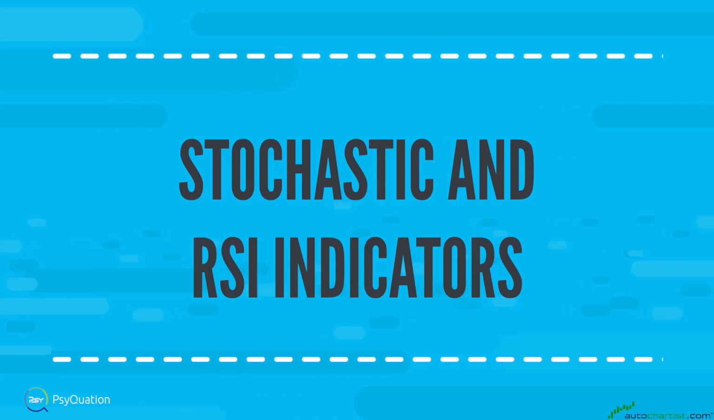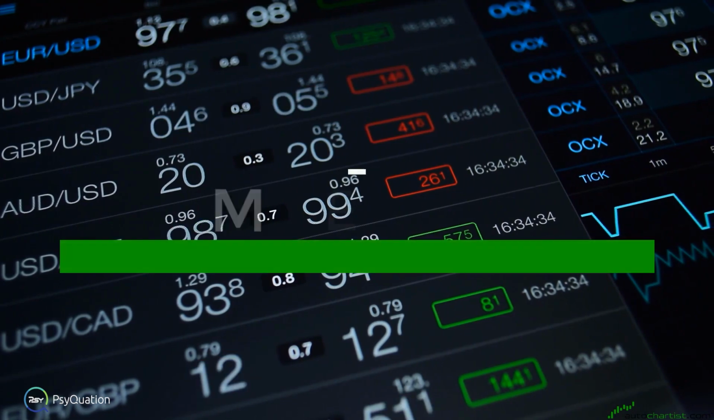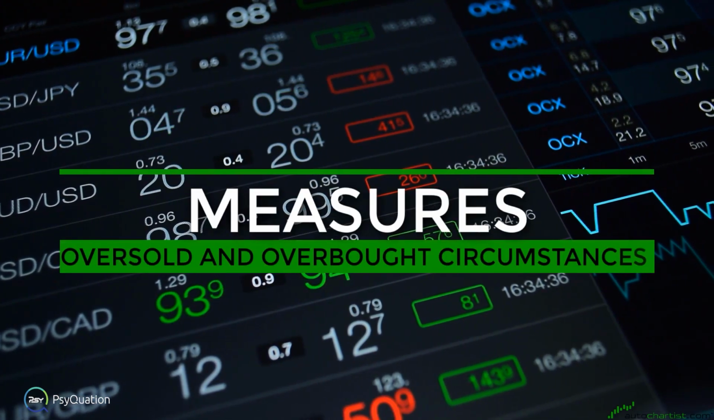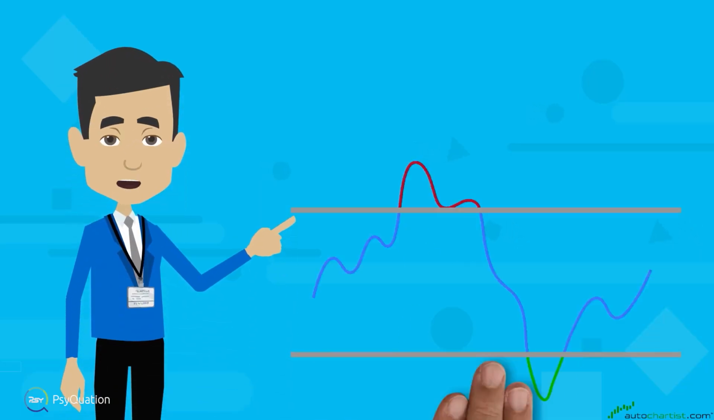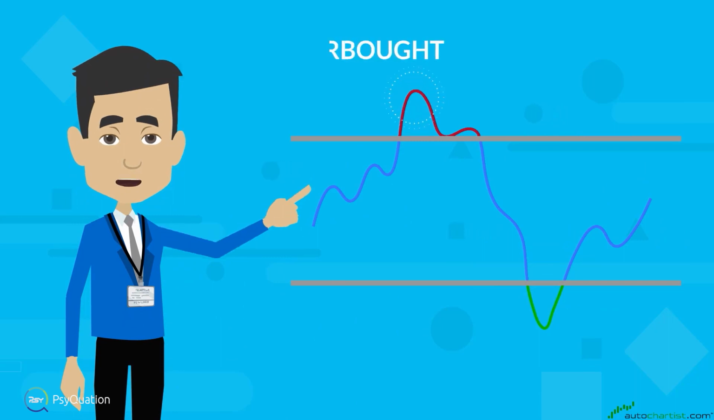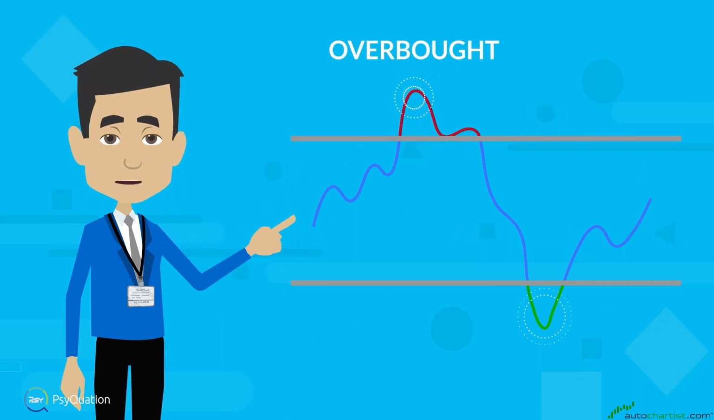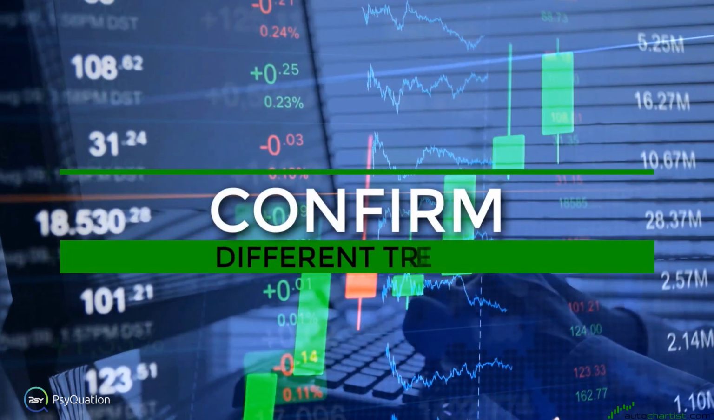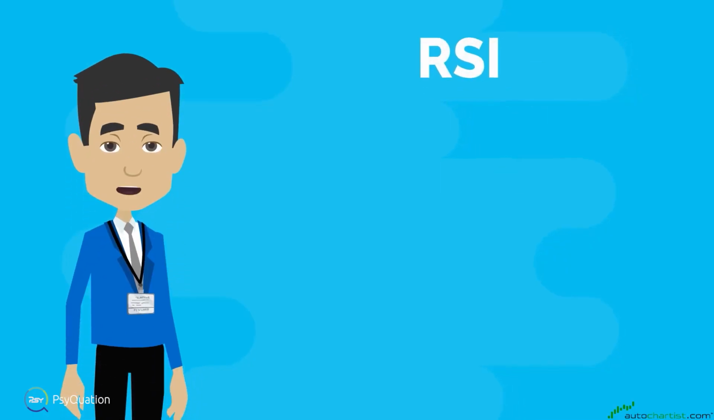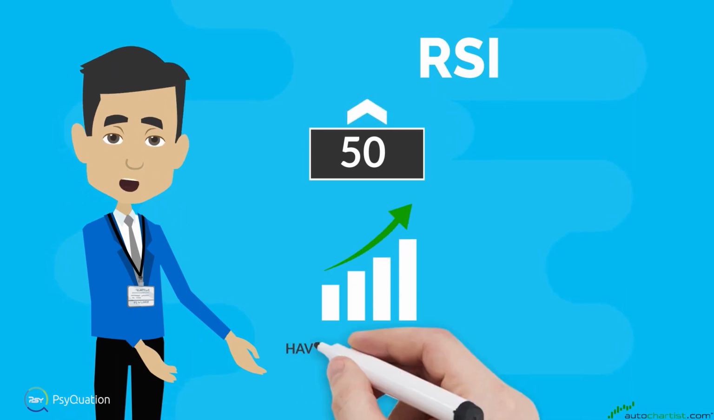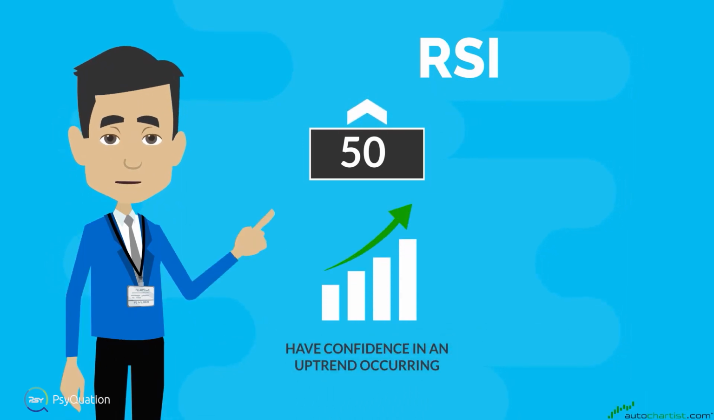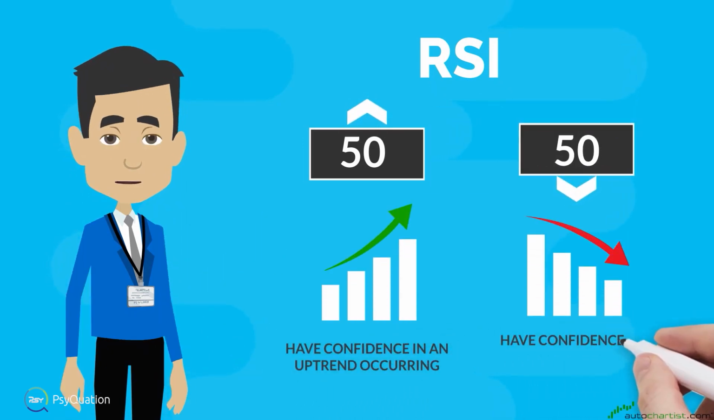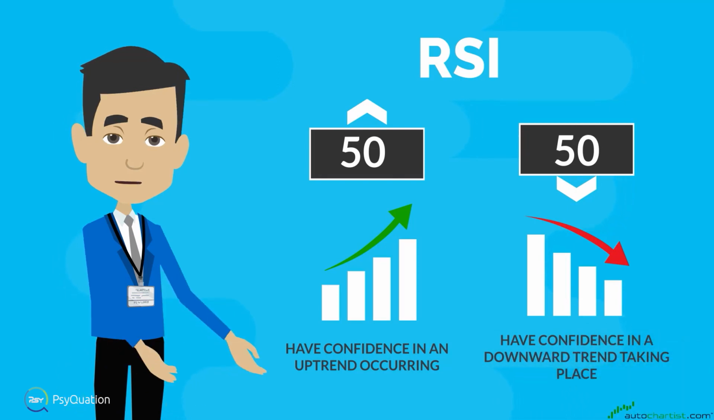Stochastic and RSI Indicators. These indicators measure oversold and overbought circumstances in the market. When the indicator values are high, it means that the market may be overbought, and when values are low, it may mean that the market is oversold. You can also use this indicator to confirm different trends. For example, the RSI should be above 50 for you to have confidence in an uptrend occurring, and should be below 50 for you to have confidence in a downward trend taking place.